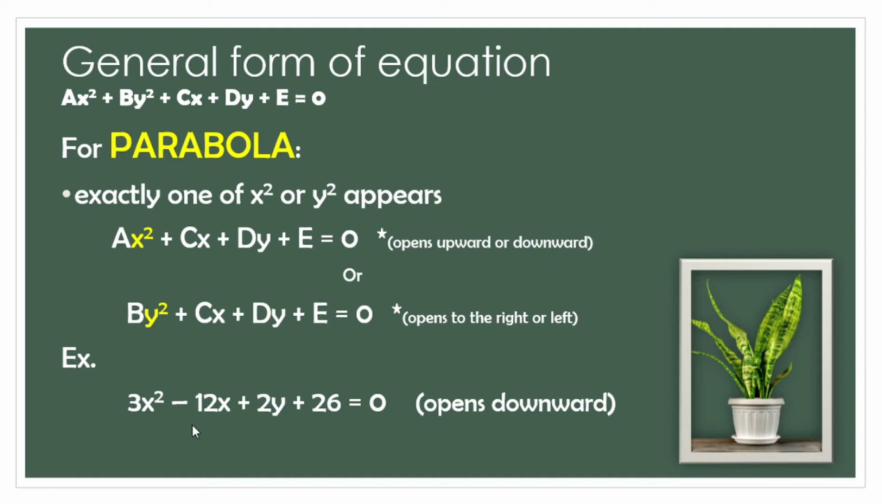This one is opening downward kasi pag nilipat mo si y to the other side of the equation, that will become negative 2y. Okay, so opening downward siya. Here's another example. This one is opening to the right naman siya. Why? Kasi pag nilipat mo si positive 3x dun sa kabila, magiging negative 3x siya. But negative 2y naman siya. So, you can divide both sides by negative. So, magiging positive 2y squared na siya. And sa kabila naman, magiging positive 3x na siya. So, yeah, opening to the right.